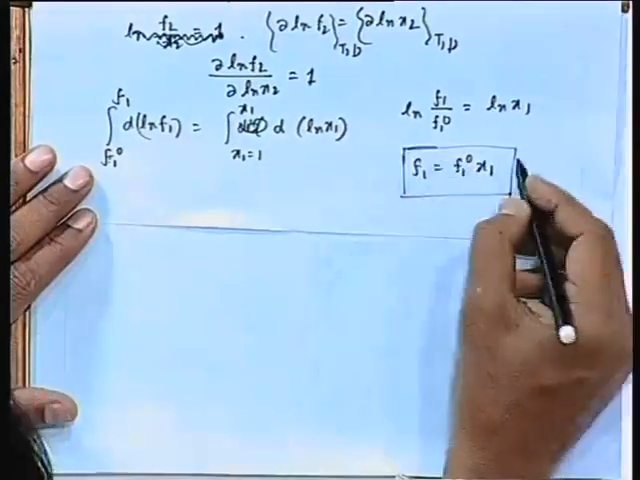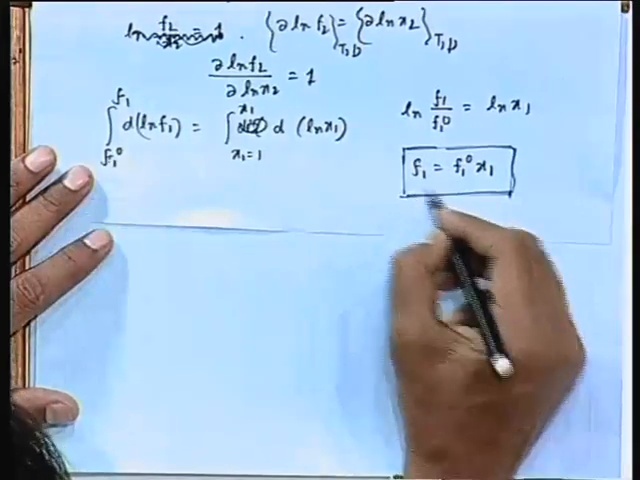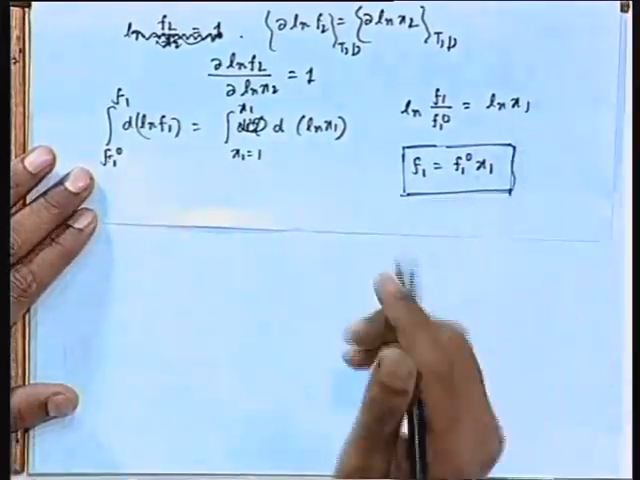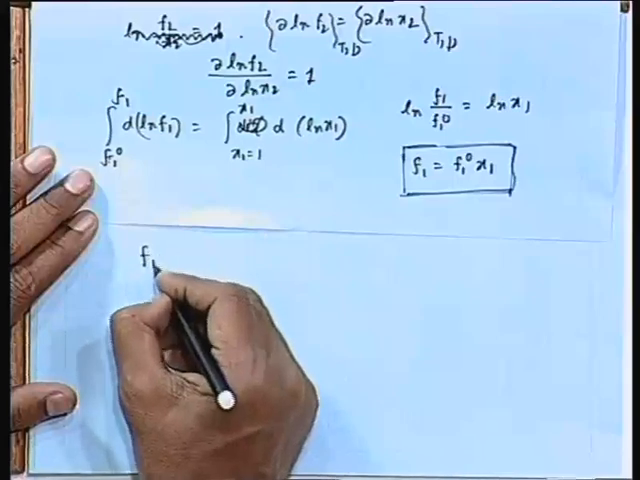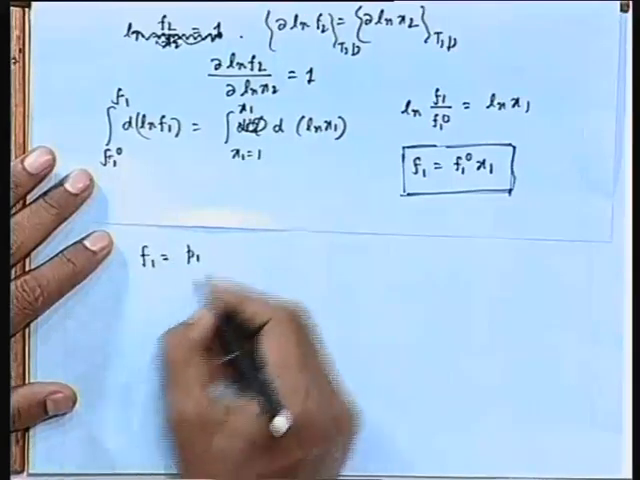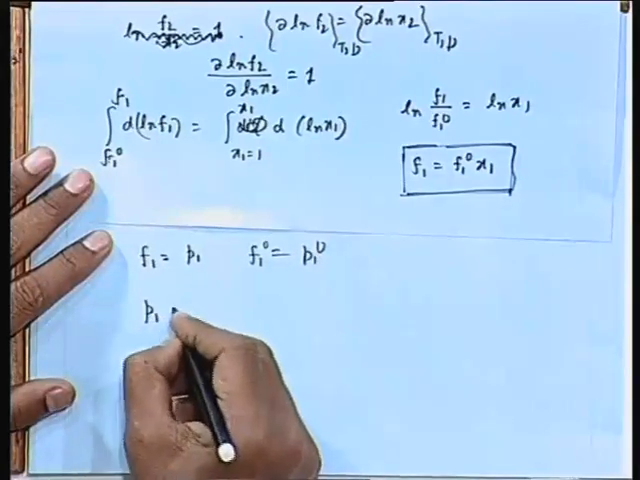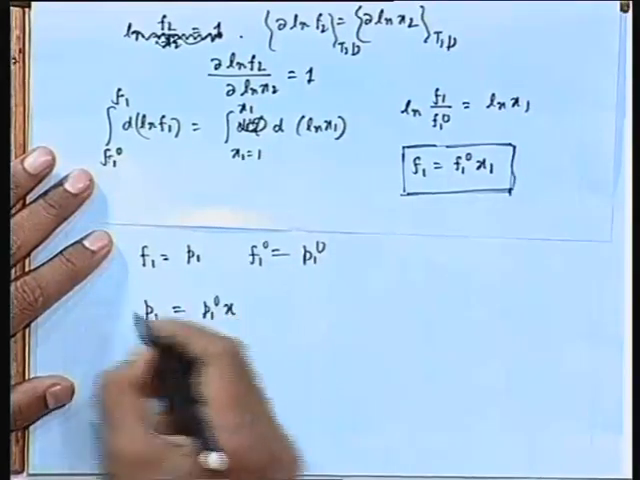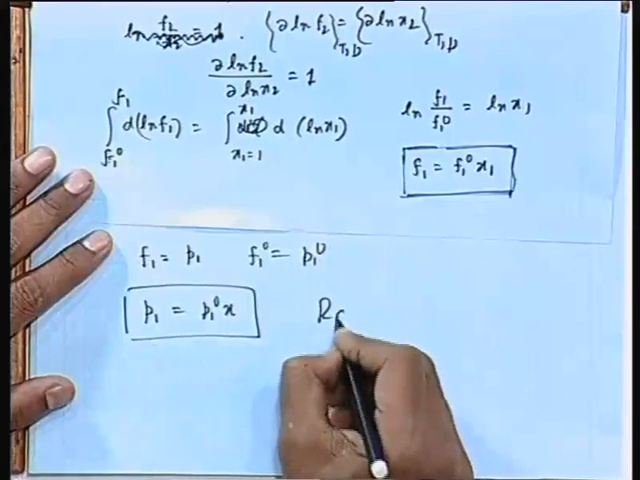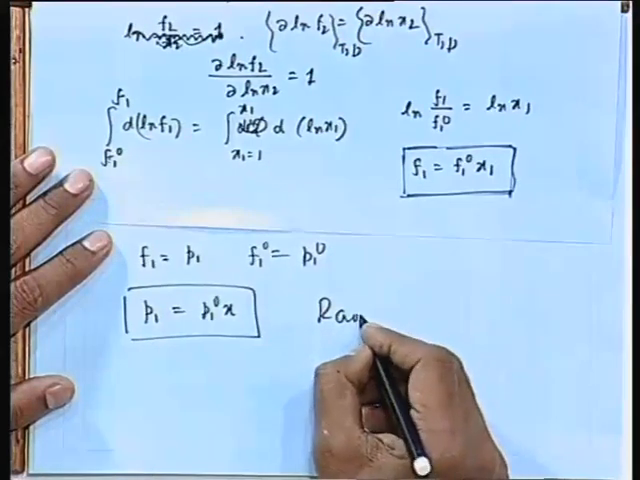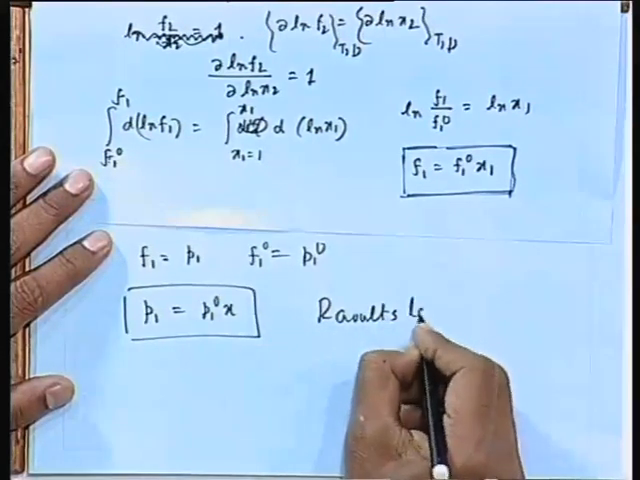And if this solution is a liquid solution which is in equilibrium with its vapor, then F1 can be written as the corresponding partial pressure, and F1 0 is P1 0. So, we can write P1 is P1 0 x1, and this is known as Raoult's law.